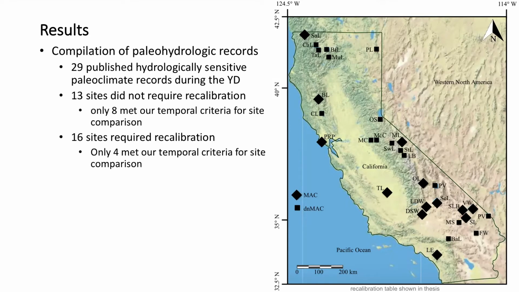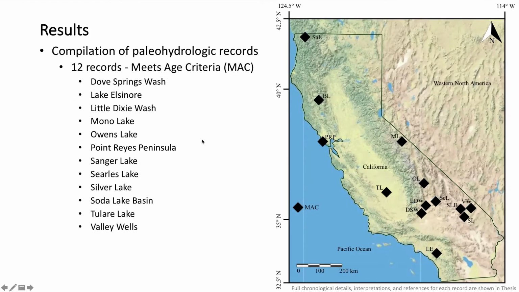16 sites required recalibration because they were published using uncalibrated or older calibration models. Of the 16 recalibrated records, only 4 met our temporal criteria for site-to-site comparison. A recalibration table can be found on Table 14 of my thesis, if you're interested. Overall, 12 of the 29 paleoclimate records meet our age criteria, and we denote them as MAC sites.